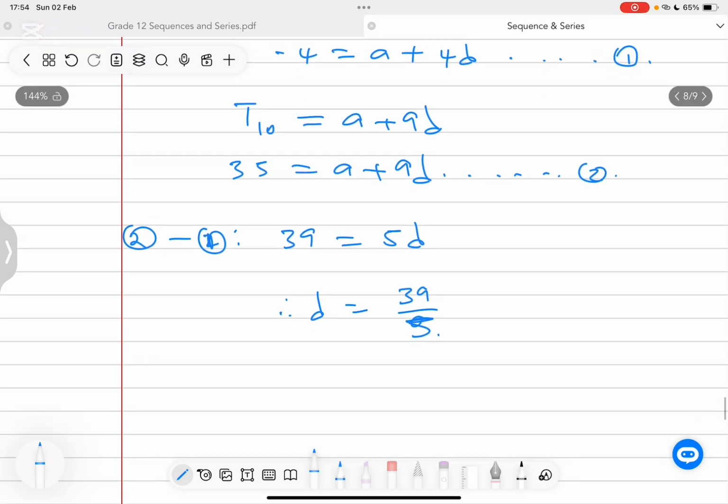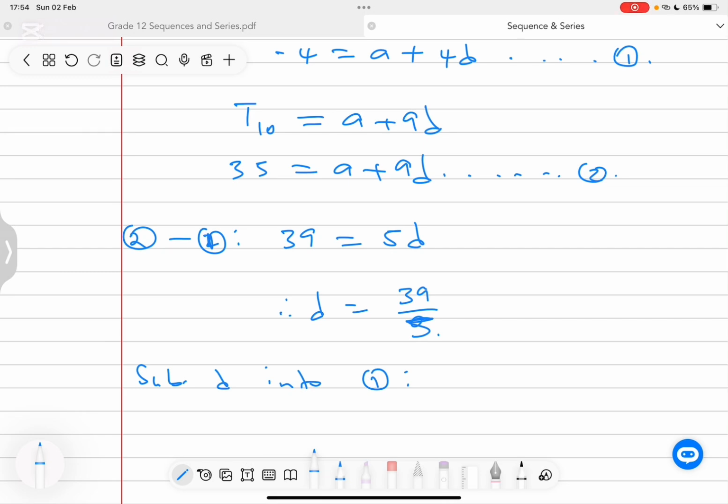Now I can take this d and substitute into, say, equation 1. You can take any of the equations, you'll get the correct answer. I'm looking for A, which is the first term, right? Because remember, when we have the first term, we are able to build the first three terms of the sequence.